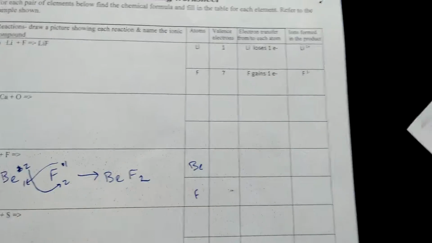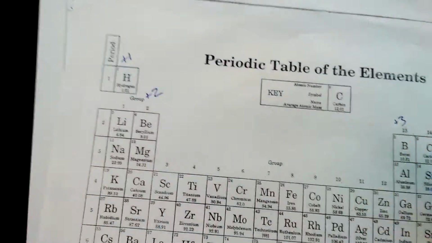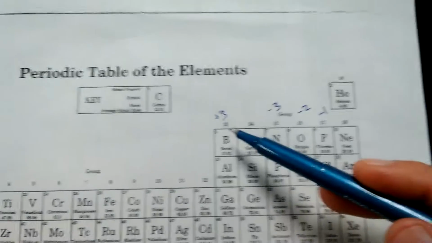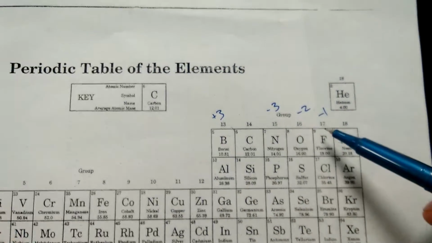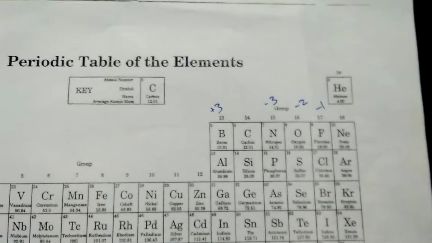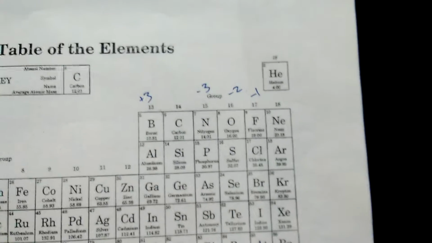Remember, valence electrons are related to group number. Group 1 has 1, group 2 has 2, group 13 has 3, 14 has 4, 15 has 5, 16 has 6, 17 has 7, and 18 has 8. Basically, we're going to drop all the ones over here when we get to the teens.